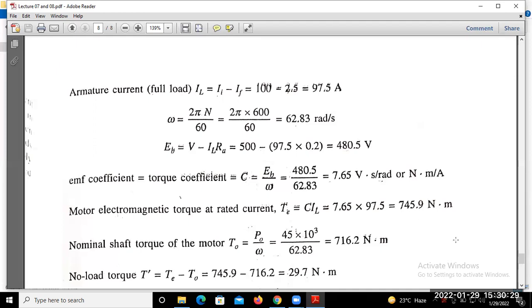So what is the nominal shaft torque of the motor? That means the shaft torque or output torque can be represented as power by speed.